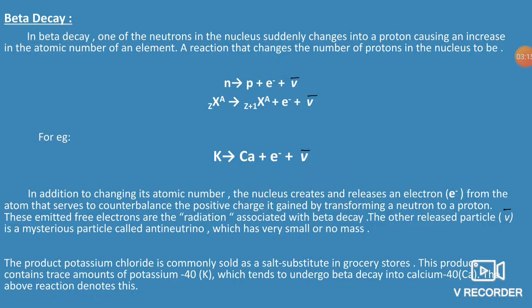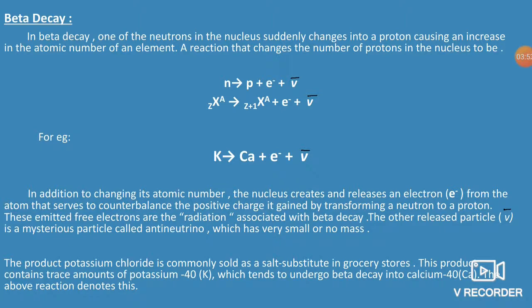That is, a neutron is converted into a proton. So there is an increase in the atomic number of the atom. In addition to changing its atomic number, the nucleus creates and releases an electron. In the reaction, you can see that it releases an electron also. Why is it released? It is to counterbalance the positive charge it gained by transforming the neutron to a proton. Plus another additional particle is emitted, which is known as the antineutrino, which has a very small mass, or we can neglect the mass of the antineutrino.